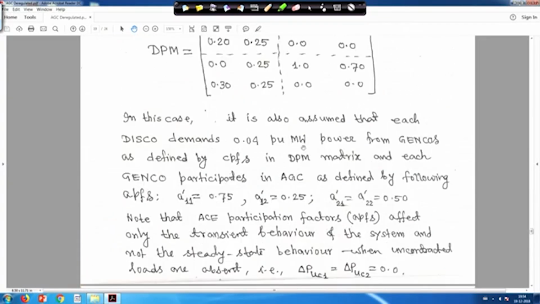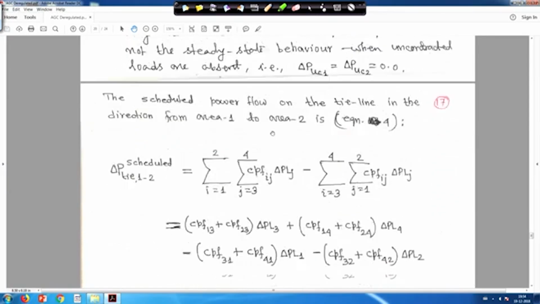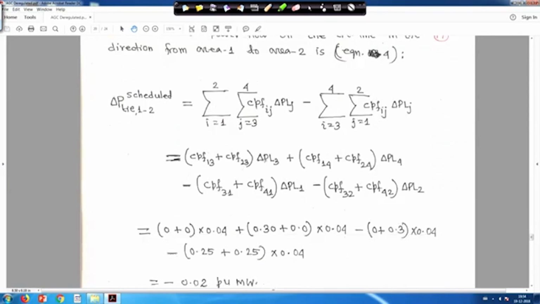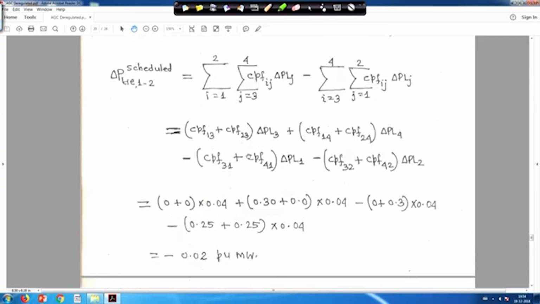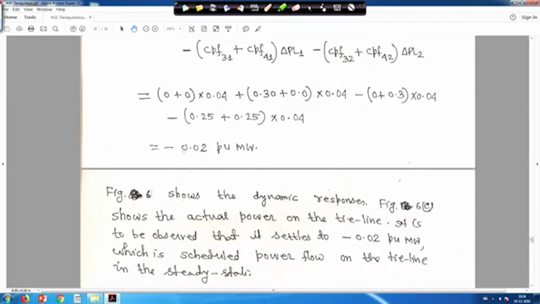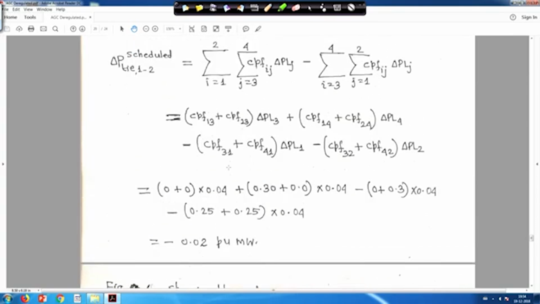Now the DISCO participation matrix is here: CPF 11, CPF 12, CPF 13, CPF 14 and so on. You know all the elements of this matrix. You substitute all these values of CPF and delta PL1, delta PL2, delta PL3 and delta PL4, which are all the same 0.04 per unit megawatt, and then you will get delta P tie 1-2 schedule as minus 0.02 per unit megawatt. This is the scheduled tie-line power you calculate.